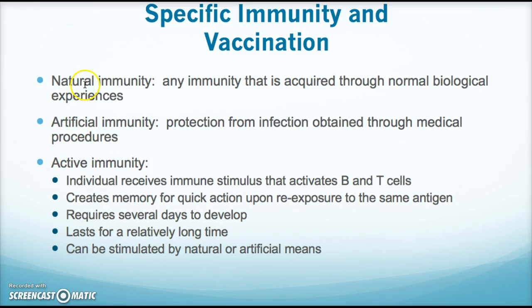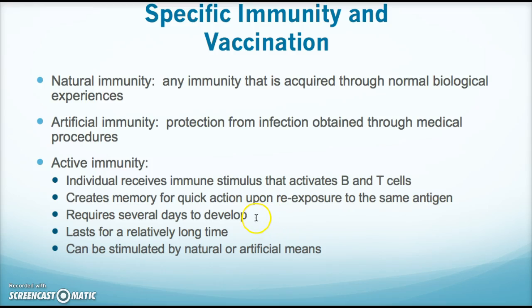There are differences, though, that we can have under both of these. We can have either an active or a passive immunity. Active means that the individual receives an immune stimulus that will activate their B and T cells. So in this case, we're actually activating the immune system, and in this way, you would create memory for quick action in case you're re-exposed to that antigen again.